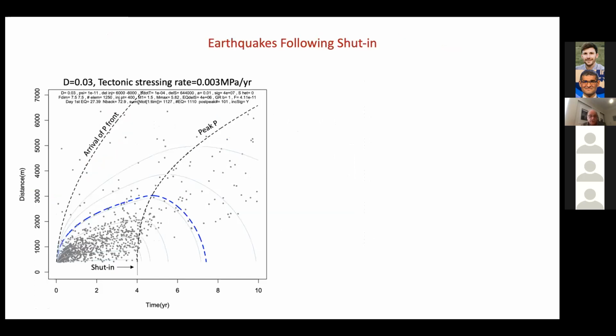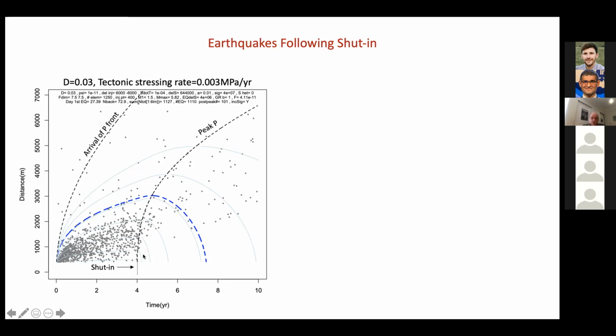Okay, so now looking at what happens with shut-in of injection, it gets a little more complicated. Again, we have the arrival of the pressure front that's shown here in this dashed line. Blue is the curve for change in pressure for detectable induced seismicity. And then this curve here is the peak pressure. So after shut-in, with increasing distance, the pressure starts to fall. And there are two things I'd like to point out here.